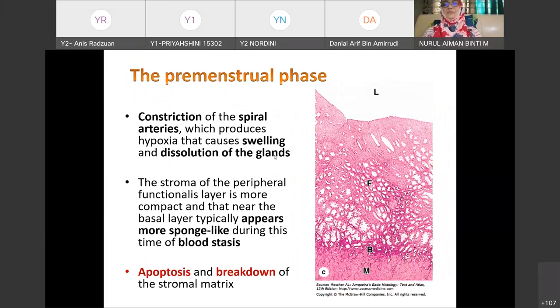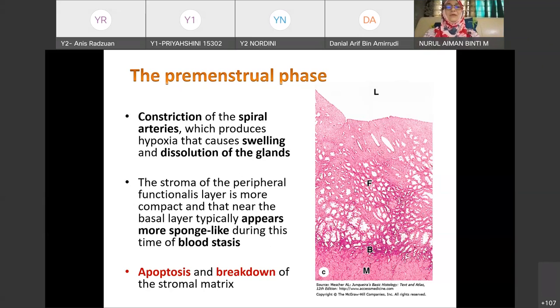So when hypoxic, of course, all the cells will not get any oxygen supply, any nutrition. So there is no supply. Of course, there will be dissolution of the glands, which means there will be apoptosis. Okay, death of this tissue. So the stroma of the peripheral functional layer is more compact, and that near the basal layer typically appears more sponge-like during this time of blood stasis.